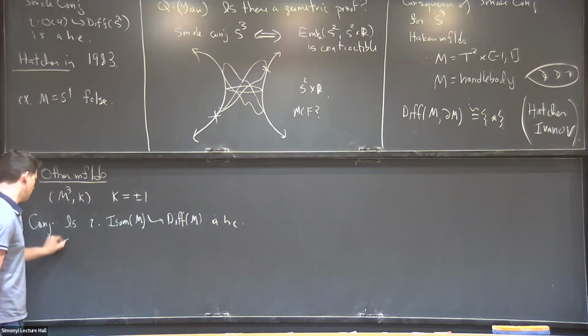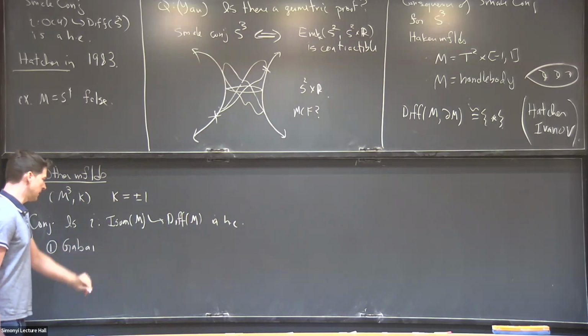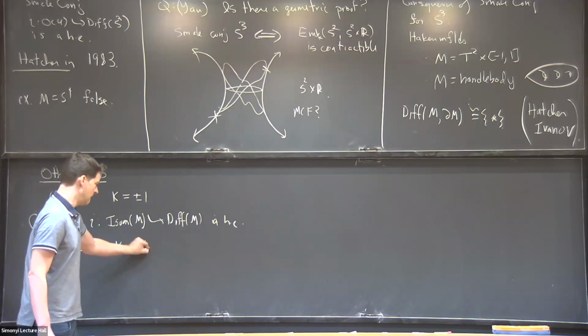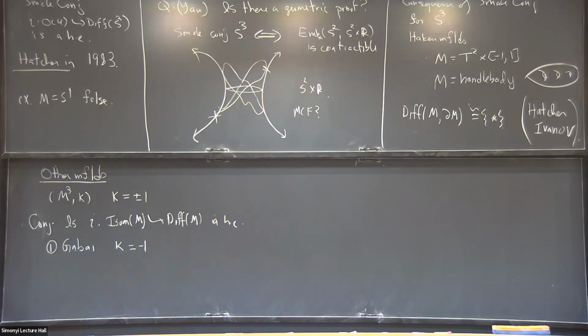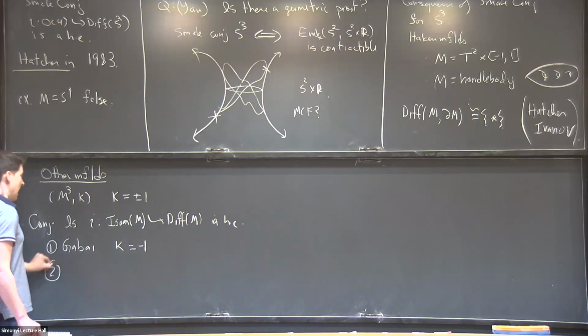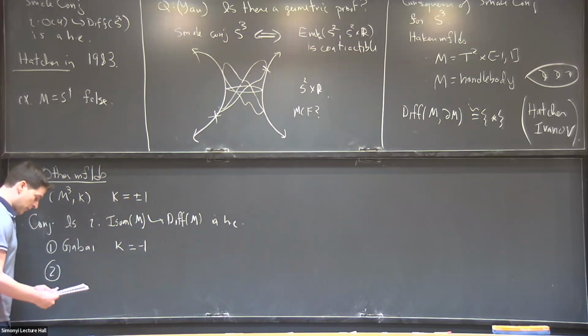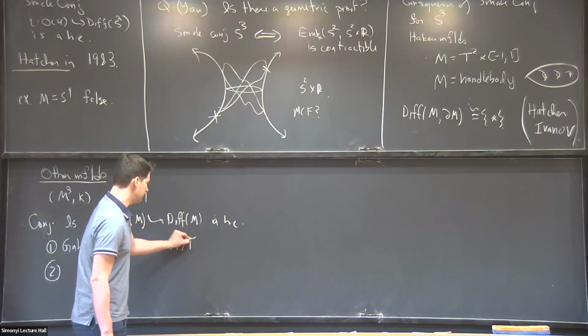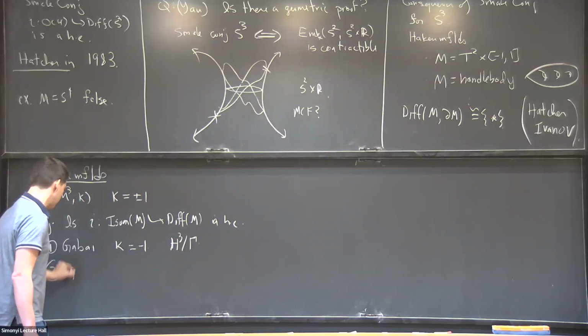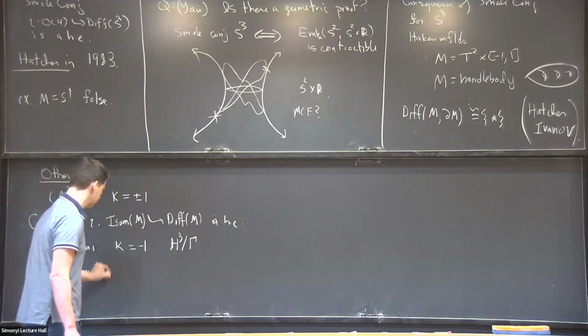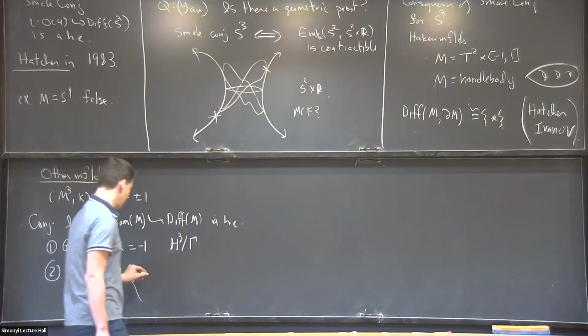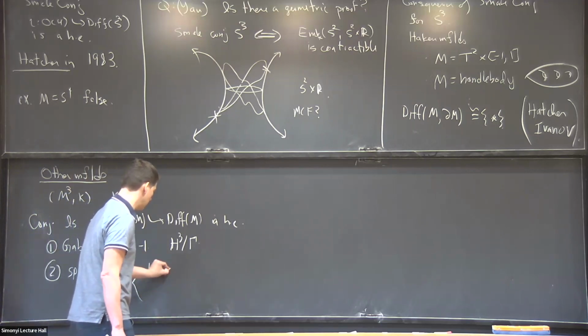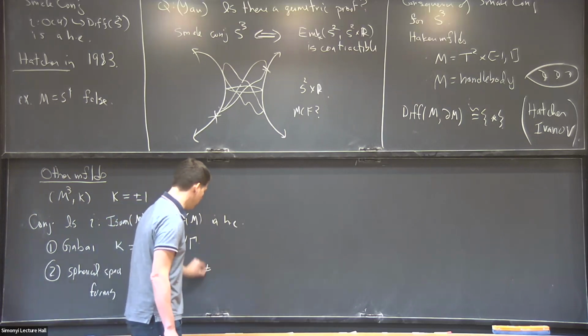And so the first result is due to Gabai. He handled the case when K is -1. So for hyperbolic manifolds, he was able to do the contraction. And now for the spherical space forms, so this is S3 mod some group, there was a bunch of work. It was known for lens spaces that are not equal to RP3.